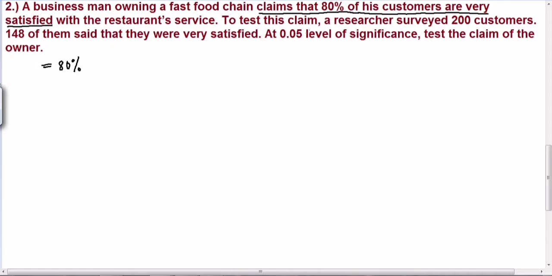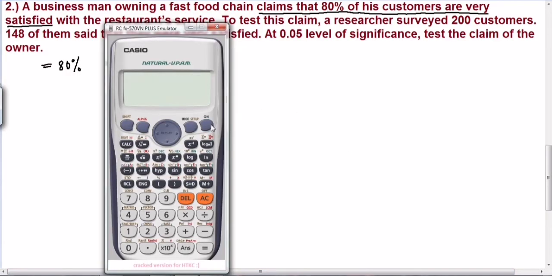Ayan, kasi wala namang binanggit na more than 80%. Wala ring binanggit na less than 80%. Wala ring binanggit na not 80%. So, basically, equal to 80% yun. Okay? So, kunin muna natin yung decimal ng 80%.